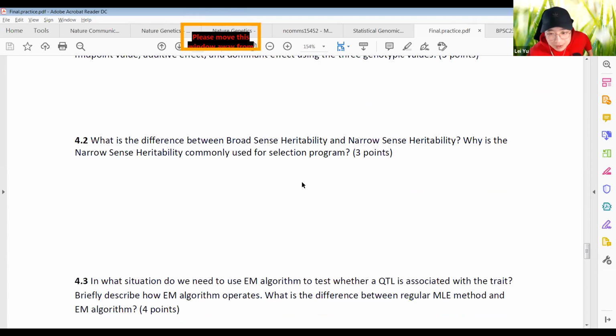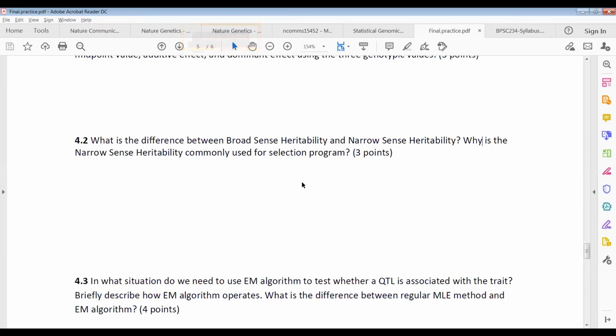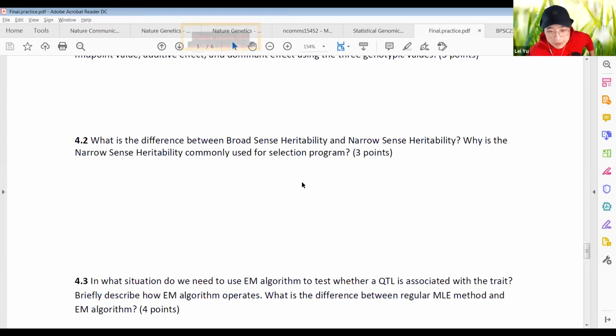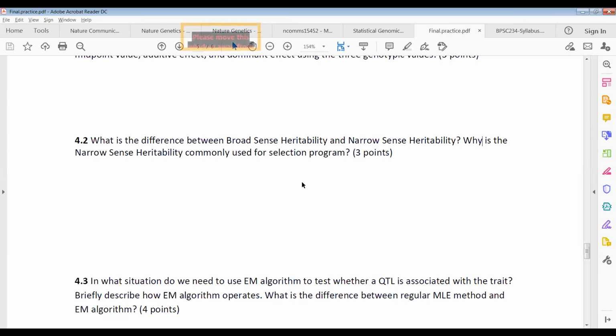For this part, in the class you mentioned sometimes the dominance effect will be mixed with the environmental error. So usually we can only calculate the narrow sense heritability, right? But for the F2 design, I think we can calculate the broad sense heritability. Still, this is tricky. I put this question here in the practice test, but definitely I will not use this question in the final.